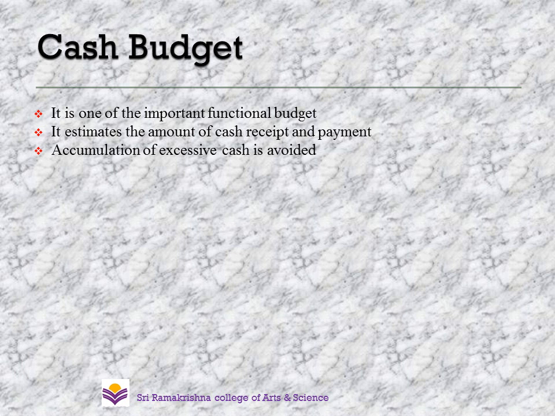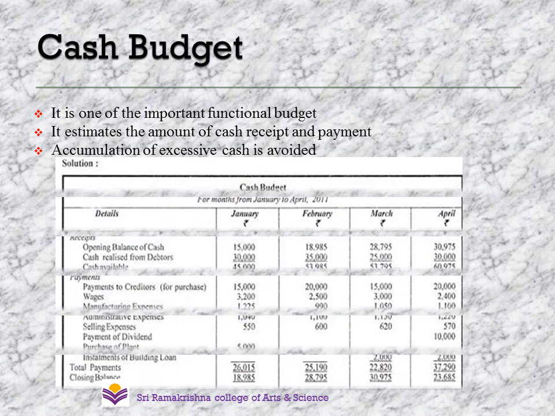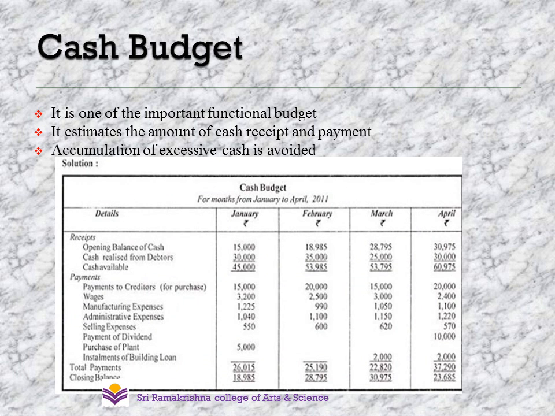And here is an example of a cash budget where cash receipts and payments are given in monthly terms. To calculate the cash budget, the formula used is cash receipts minus payments. When we take receipts minus payments, the total of the closing balance will be the opening balance for the next month. So this is how a cash budget will be calculated.